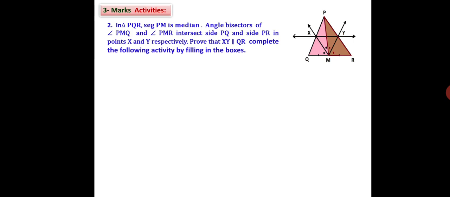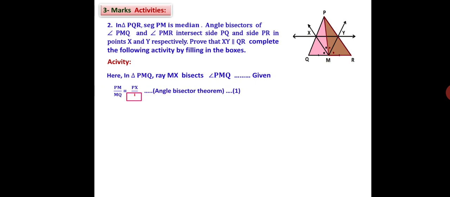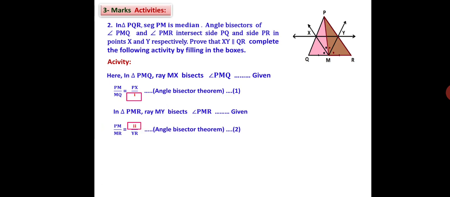Complete the following activity by filling in the boxes. See, here in triangle PMQ, ray MX bisects the angle PMQ. It is given. Therefore, by using the angle bisector theorem, we were getting what? PM upon MQ is equal to PX upon box. First one. In triangle PMR, again ray MY bisects angle PMR, it is given. Therefore, again by using the angle bisector theorem, what can you write? PM upon MR is equal to box upon YR.